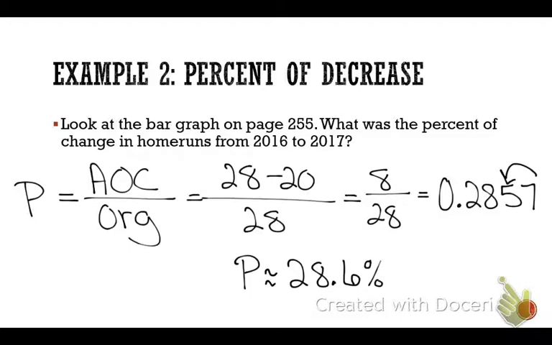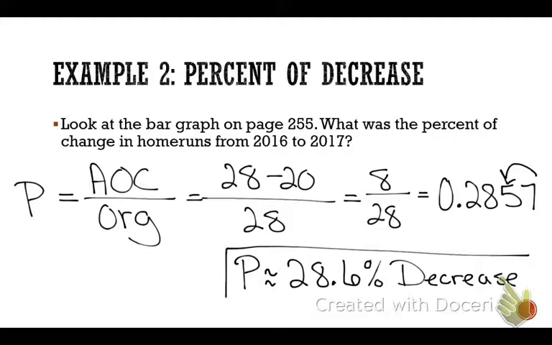Is it an increase or a decrease? Well, it's decreased because in 2016 it was 28, and then it goes down to 20. From original to new now, my home runs dropped. All right, 8 home runs, which is a 28.6% decrease. Decrease. All right, so we want to be specific.